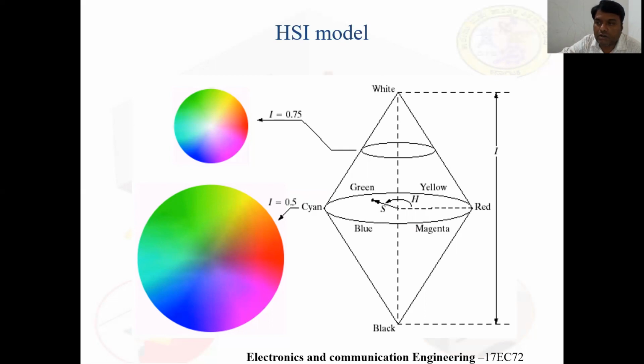Assume that all the RGB values are normalized to the range 0 to 1 and theta is measured with respect to the red axis. Theta is cos inverse of one half times ((R minus G) plus (R minus B)) divided by the square root of (R minus G) whole squared plus (R minus B) times (G minus B).